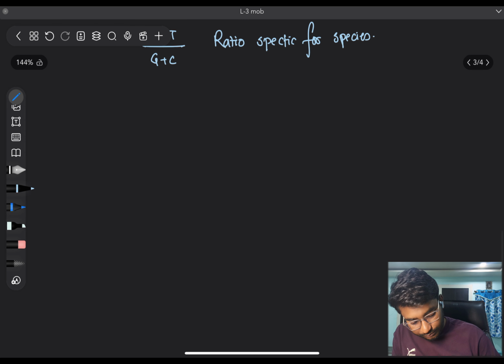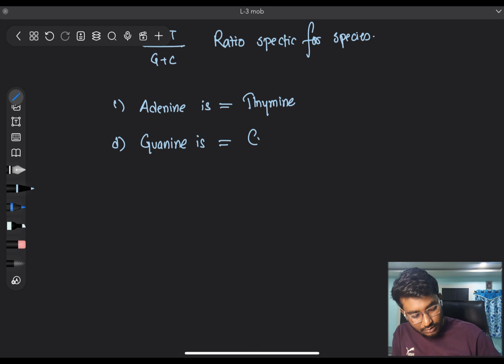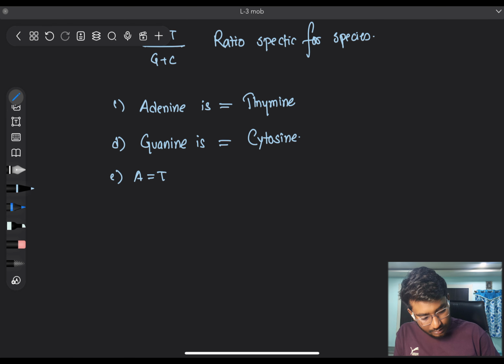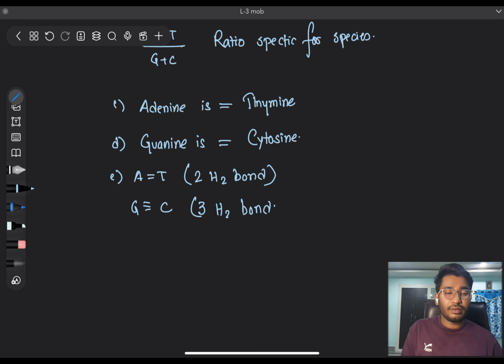Now, adenine is equal to thymine, and guanine is equal to cytosine. A double bond T is considered as 2 hydrogen bonds, and G triple bond C is considered as 3 hydrogen bonds. Okay, got it.